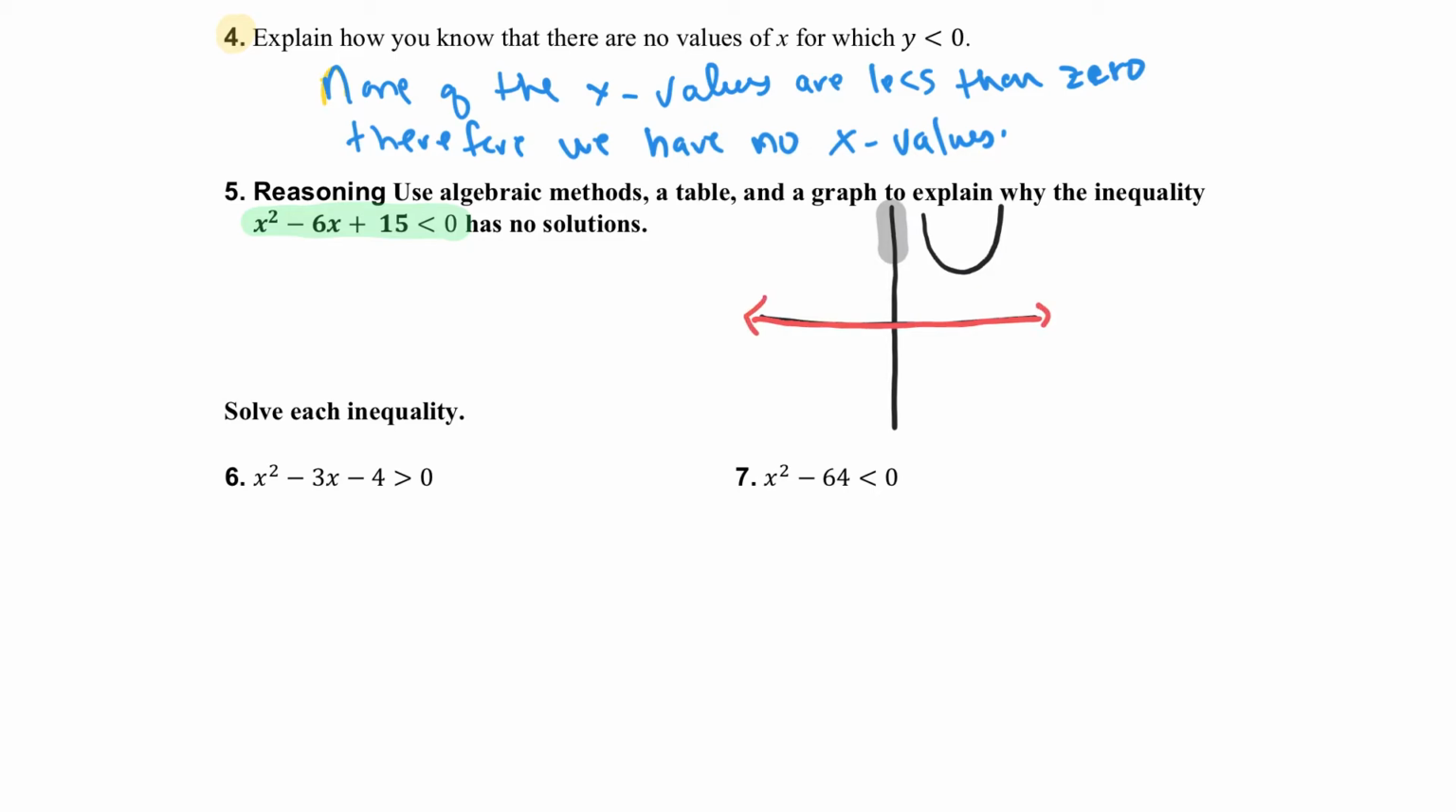And mind you, this is just a sketch. This whole thing is representing x squared minus 6x plus 15 less than 0. If there was a solution, the shaded region would have to intersect the equation. So in this case, the quadratic equation did not intersect the shaded area, so therefore there's no solution.